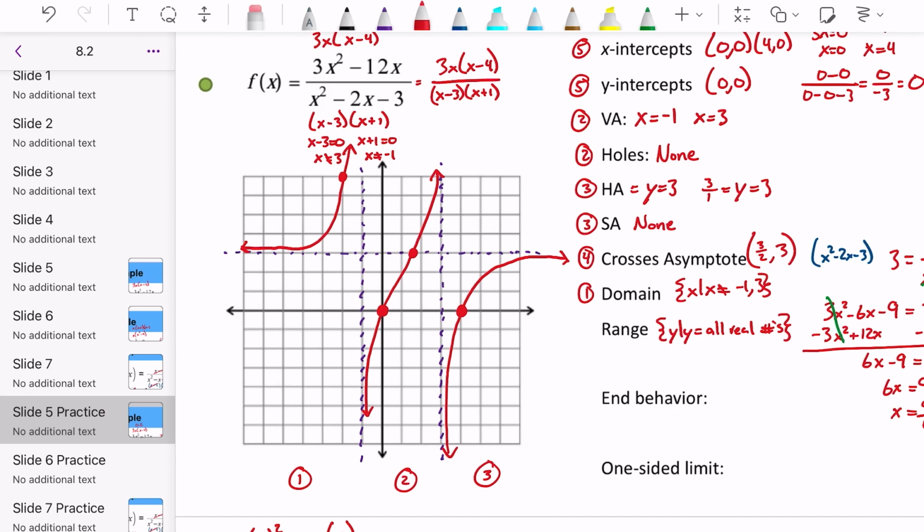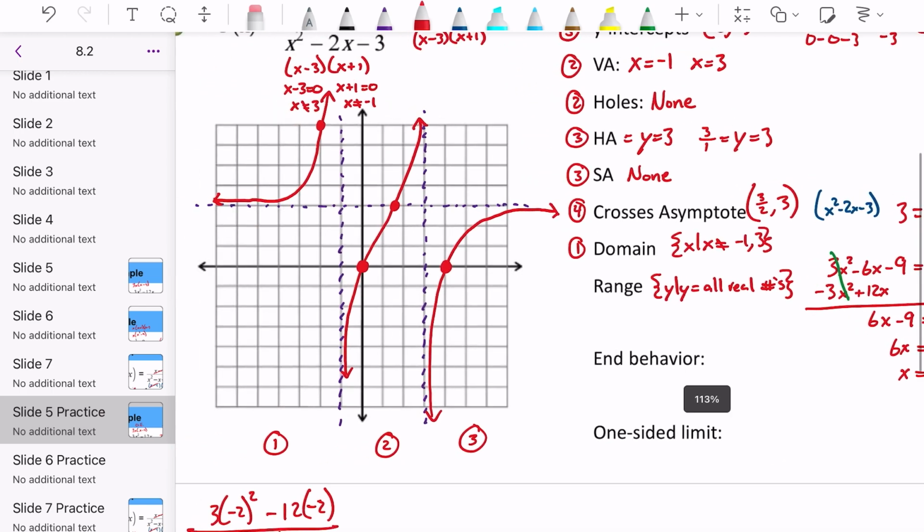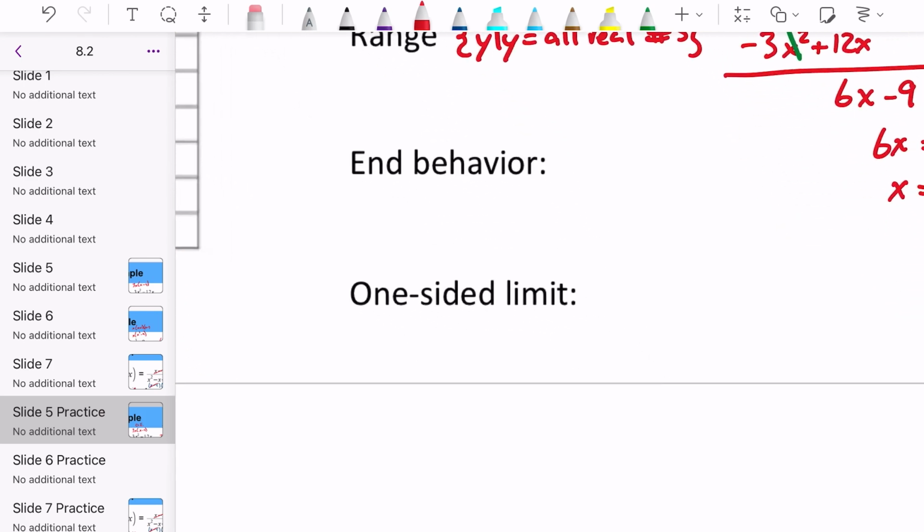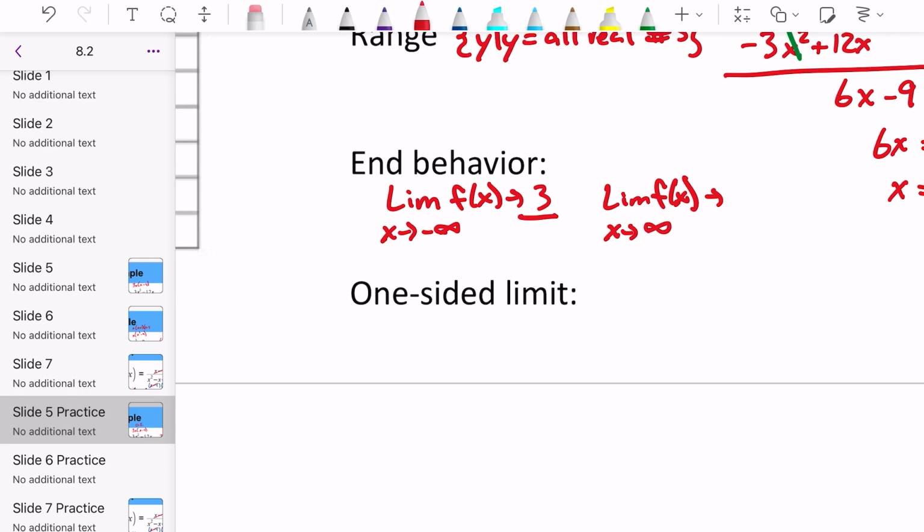Now, let's take a look at our end behavior. Keep in mind, the end behavior will always go towards the horizontal asymptote. In this case, our horizontal asymptote approaches the 3. So we would go ahead and write this as the limit of f of x as x approaches -infinity would be 3, and the limit of f of x as x approaches +infinity would be, once again, +3.